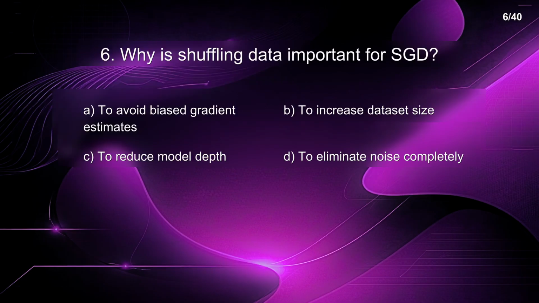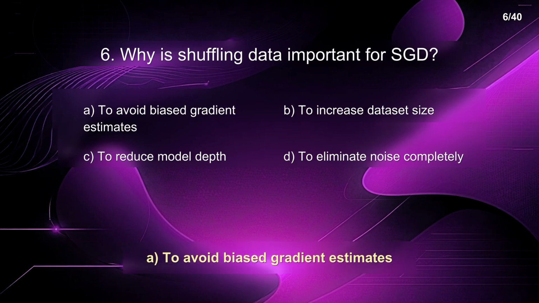Sixth question. Why is shuffling data important for SGD? A. To avoid biased gradient estimates. B. To increase dataset size. C. To reduce model depth. D. To eliminate noise completely. Correct answer is A. To avoid biased gradient estimates.